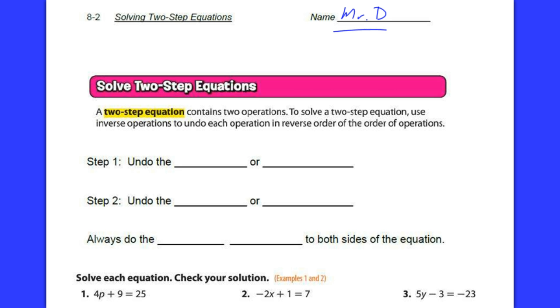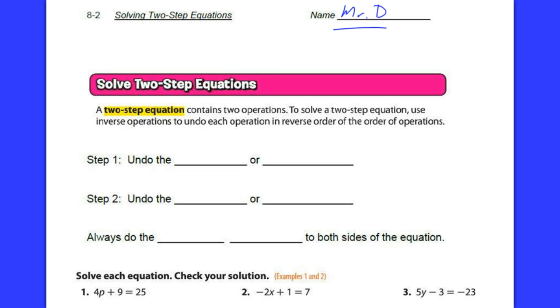Well, this is all based on things that we've been talking about in class. We're now talking about two-step equations. You've only been doing one-step equations up to this point. That means that you've only had to do one thing to get to the answer. These are all questions that are going to require you to do two steps. That's why they're called two-step equations.